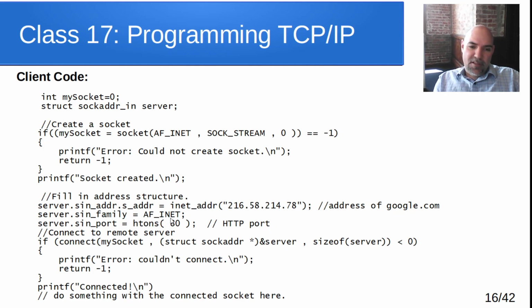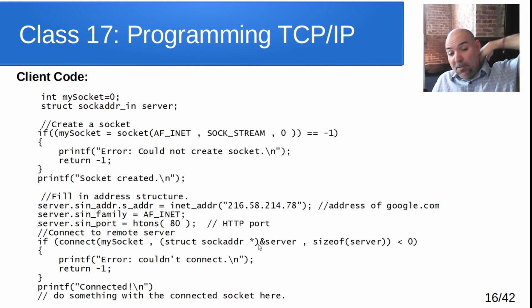server.sin_family is AF_INET. server.sin_port is 80. That's the normal HTTP port that's used. And then we call connect. Here's connect being called. We pass in the socket that we got from up here. We pass in the address of this structure. But notice this structure had a slightly different type than the type that it called for, so we cast it as a pointer to that type of structure here.